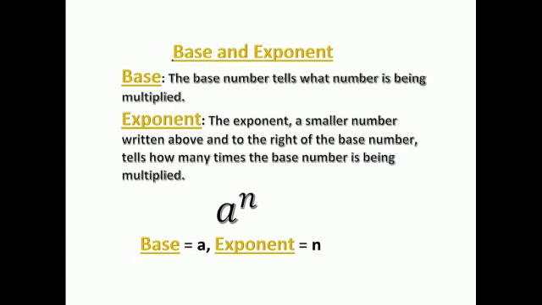The base number tells what number is being multiplied, and the exponent, a smaller number written above and to the right of the base number, tells how many times the base number is being multiplied. For example, a raised to the power n. Here a is the base and n is the exponent.